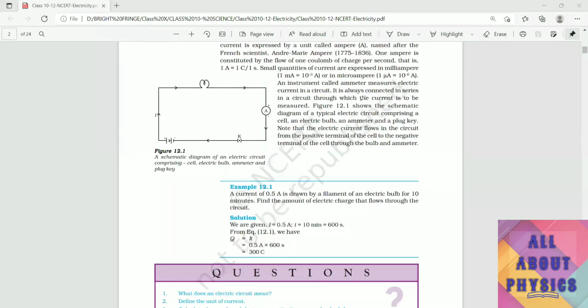Okay. To measure the electric current, we can also add another electrical component called ammeter. Ammeter is an instrument which measures the electric current in a circuit, and it is always connected in series in a circuit through which the current is to be measured. Please underline this in your book. Fine. So ammeter is a device which is used to measure the electric current, and it is denoted by symbol capital A enclosed in a circle, and it is always connected in series because the same amount of current passes through all the components connected in series, and this is the reason we always connect ammeter in series.